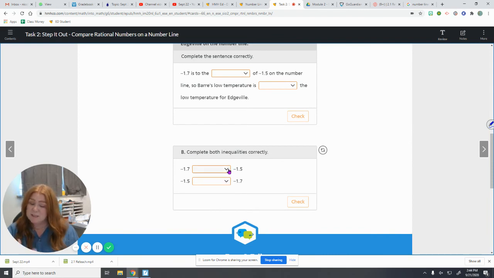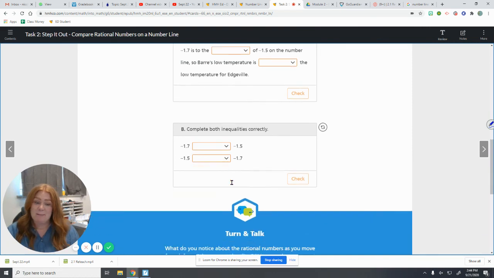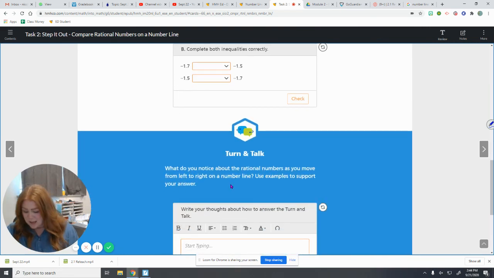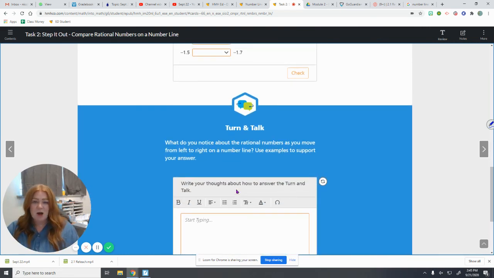So decide which one is bigger, and the bigger side, whichever way that number is facing, should always open up to that number there. And then our turn and talk asks, what do you notice about rational numbers as you move right and left? So on a number line, when you go right, what do you notice? And what do you notice when you go left on a number line?